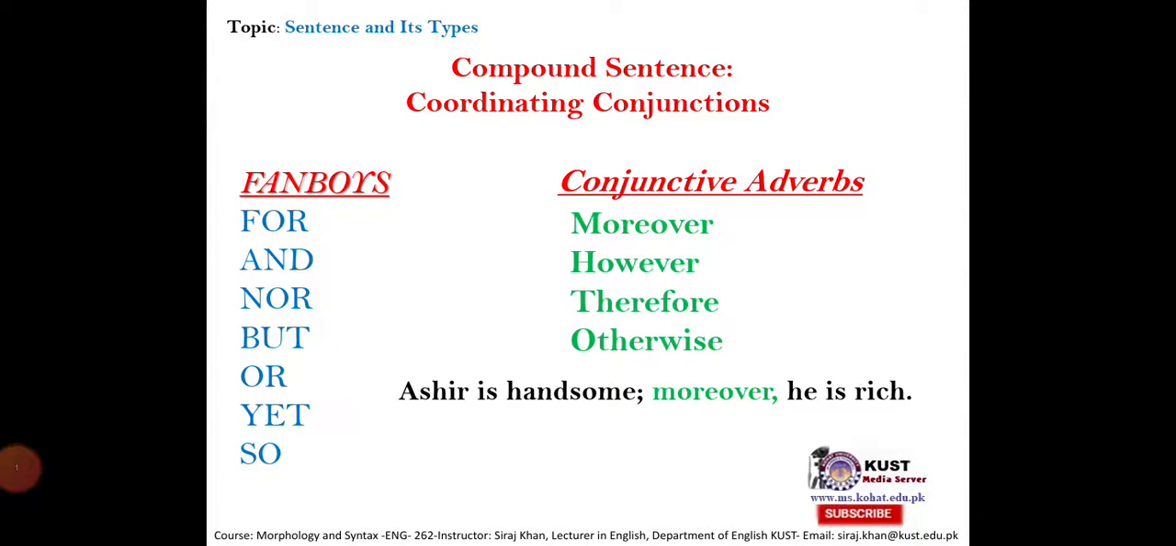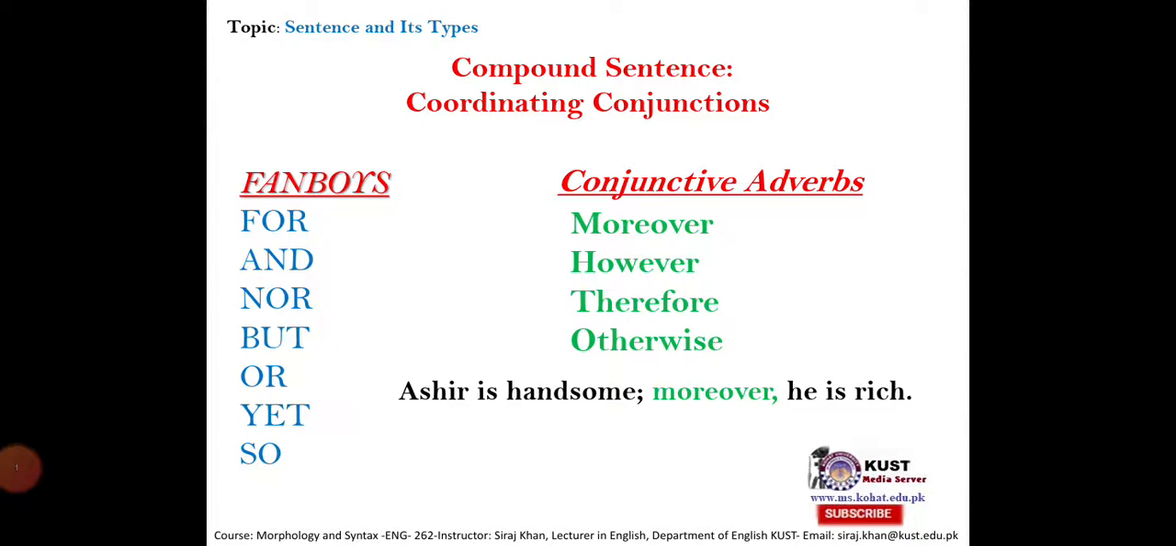Ashir is handsome is one independent clause. Moreover is a conjunctive adverb, followed by another independent clause. Semicolon, like moreover followed by a semicolon before the conjunctive adverb and a comma after the conjunctive adverb. Whenever we write, we put conjunctive adverbs there in a compound sentence. The first clause is followed by a semicolon and we put a conjunctive adverb there. After the conjunctive adverb, we put a comma.